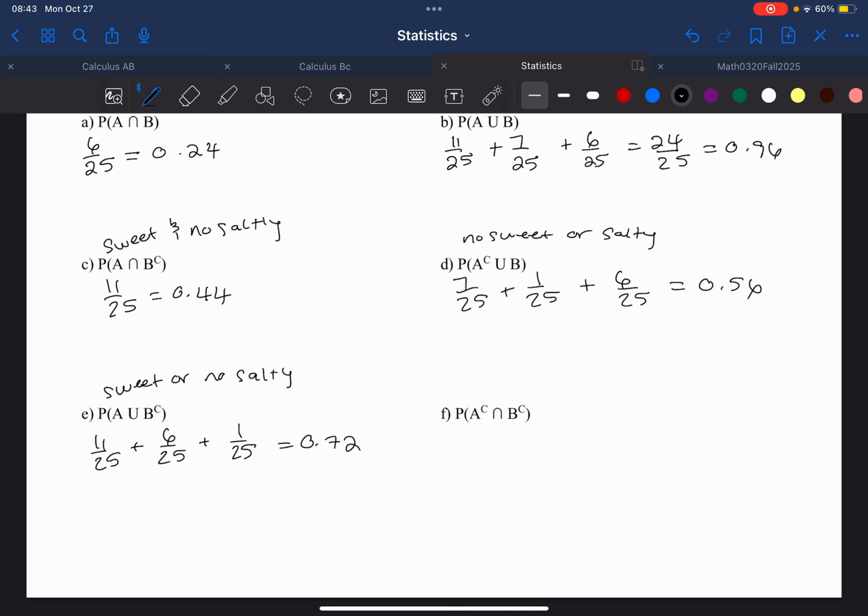And then lastly, we have the probability of A complement intersection with B complement, so it's not sweet, not salty, and this is and. That means they don't like sweet and they don't like salty. Well, that was only one person, so 1 out of 25, which is 0.04, and that interpretation would be the probability a student does not like sweet foods and does not like salty foods is about 4%.